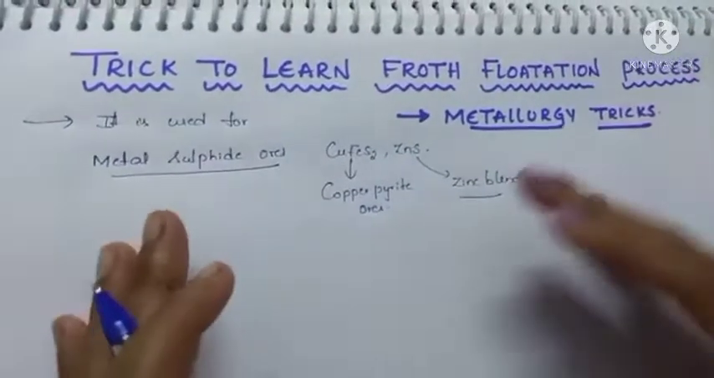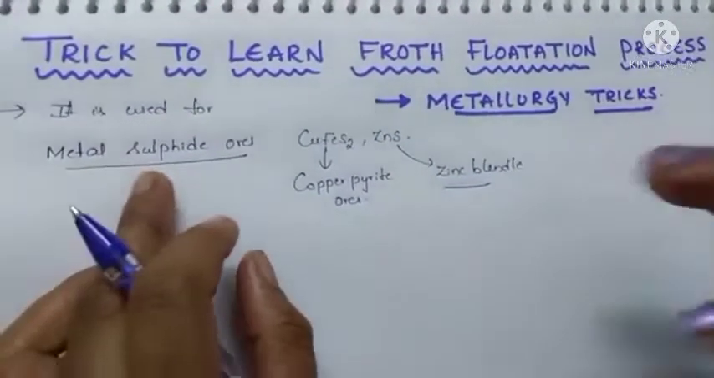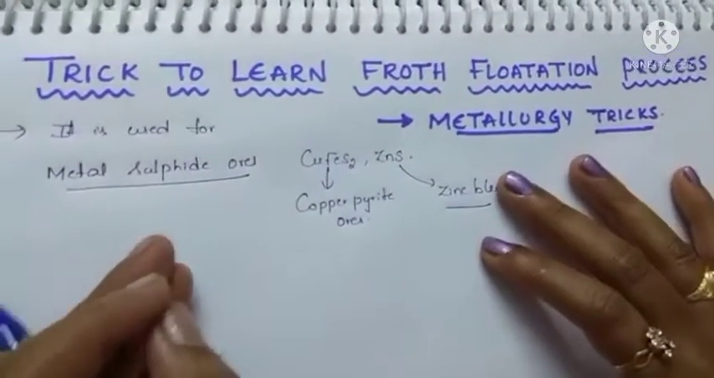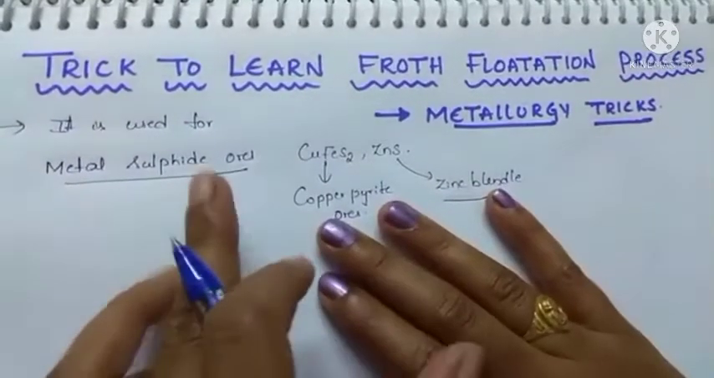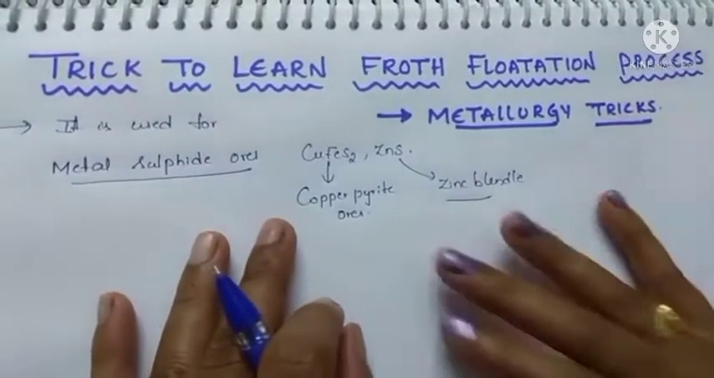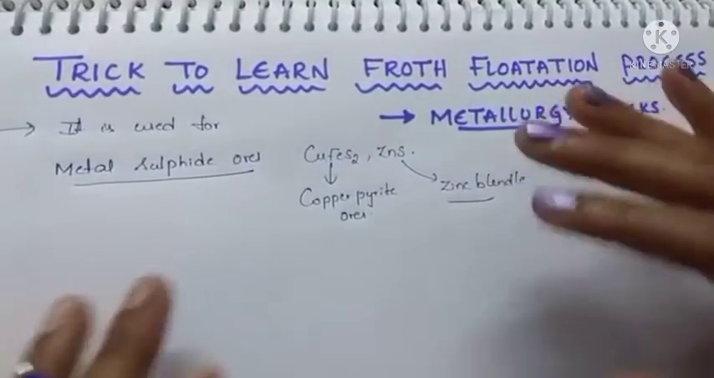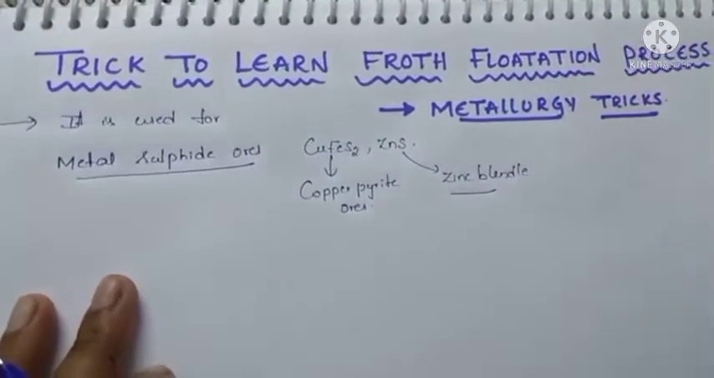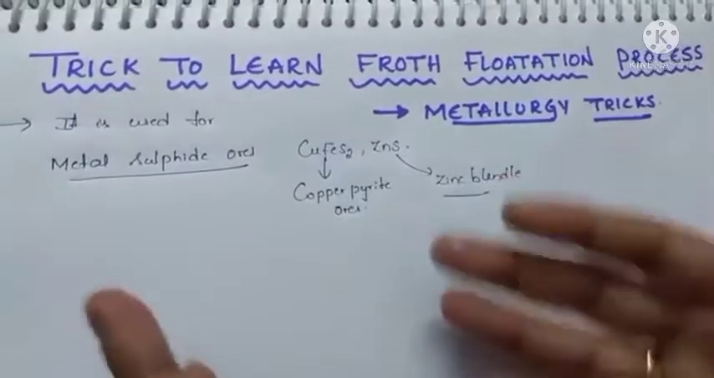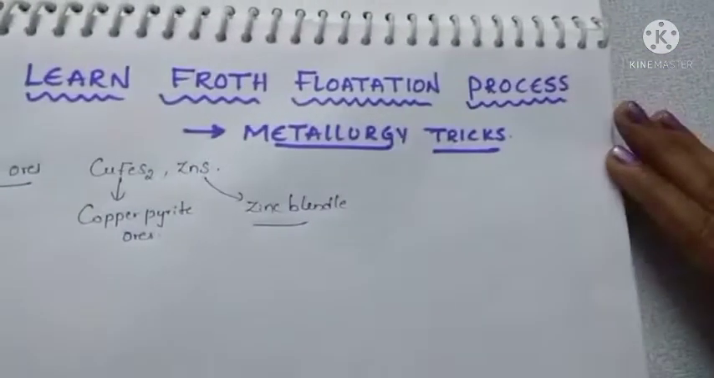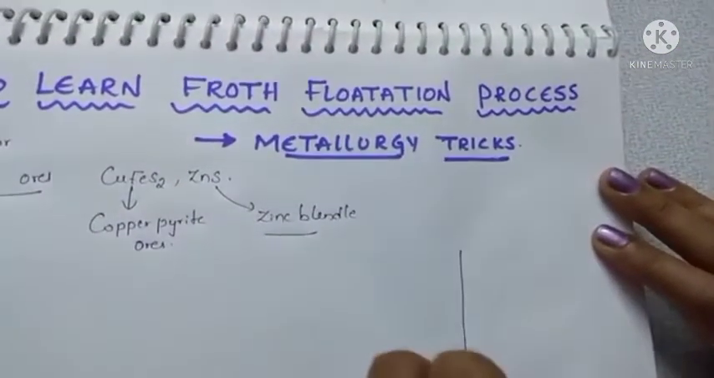The speciality of taking the metal only in sulfide form is that metal particles here are lighter than the impurities. In the sulfide ores, the particles are lighter when compared to the impurities. They float to the surface. Let us see this froth flotation process.